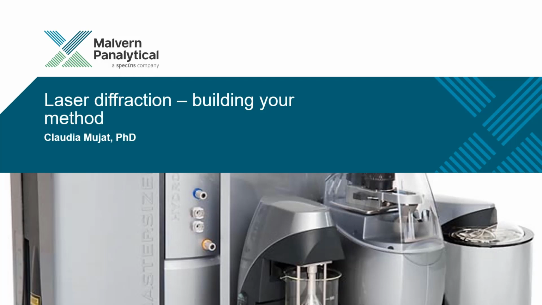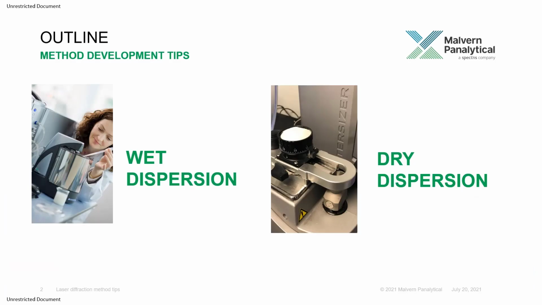Hello, this is a short guide to building your testing method on the Mastersizer 3000. Wet and dry analysis is possible on the Mastersizer 3000, depending on the accessories you have in the lab. Liquid and powder samples can be tested wet by dispersion into a suitable liquid. Dry analysis can only be done on dry materials.